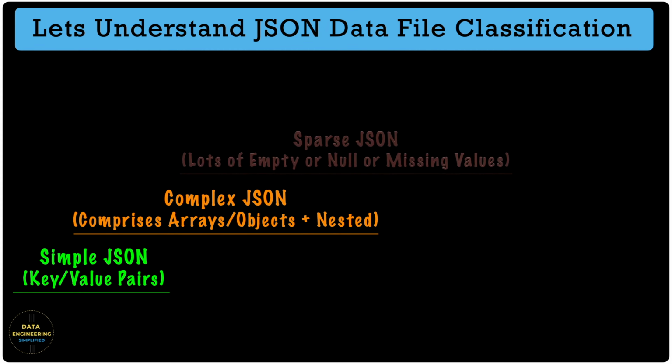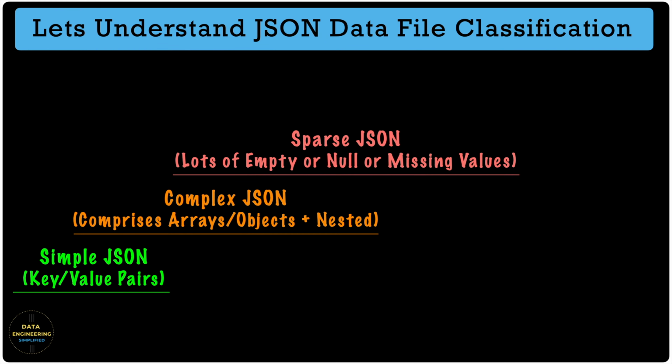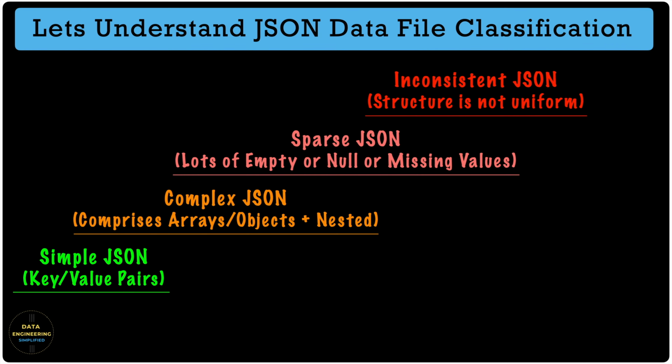The third category is sparse JSON, where we may have many empty fields or null values, and it can also have arrays or objects inside an object. You may also find JSON data files that has inconsistent structure and formatting. Such kind of JSON file can be classified as inconsistent JSON structure, and we will see the examples.